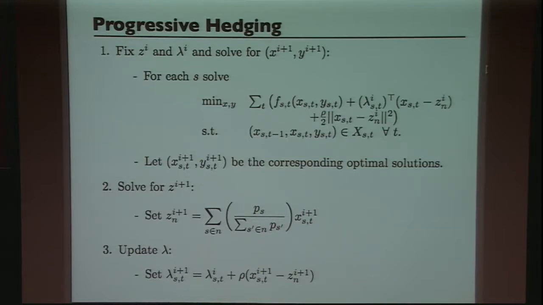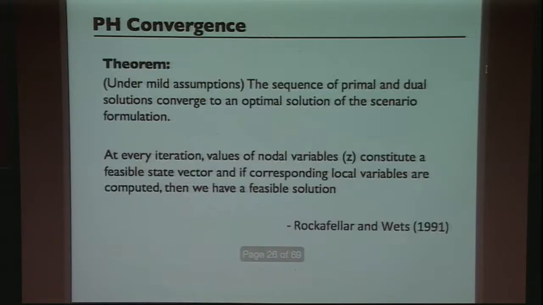Okay? Of course, this is the derivation of the algorithm. To prove that this actually converges takes a bit of work, which I'm not going to do. So under mild assumptions, it works for convex functions as well. I'm talking about linear programs here, but nice convex functions. The sequence of primal and dual solutions converge to an optimal solution of the scenario formulation. This is slightly stronger than the ADMM proof for general problems, because in ADMM, proving convergence of the primal solutions requires additional assumptions. Okay?